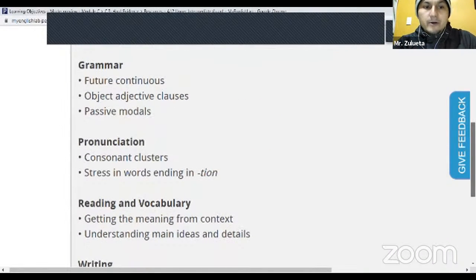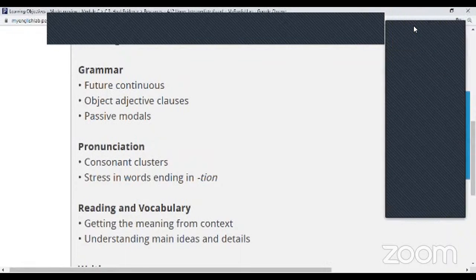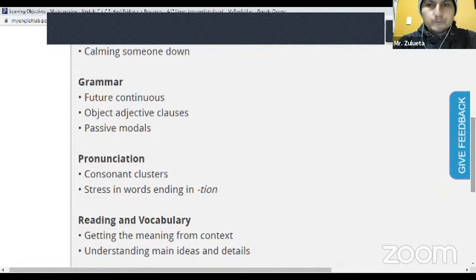Grammar: future continuous, objects, adjectives, clause, passive modals. Pronunciation: consonant clusters, stress in words ending in -tion, adding in tune. Okay, thank you.